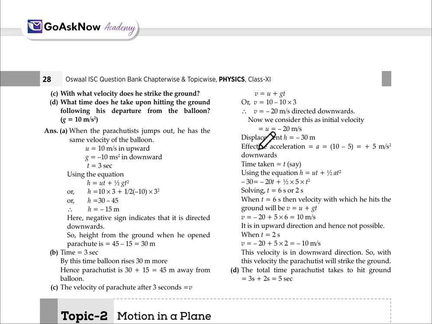the chapter motion, which is totally dependent on things like motion in 1D, 2D, velocity, distance, displacement, and all the questions depend on the equations of motion. We have studied v equals u plus at, s equals ut plus half at square. With these equations of motion, you will have to calculate the different aspects asked in the question.